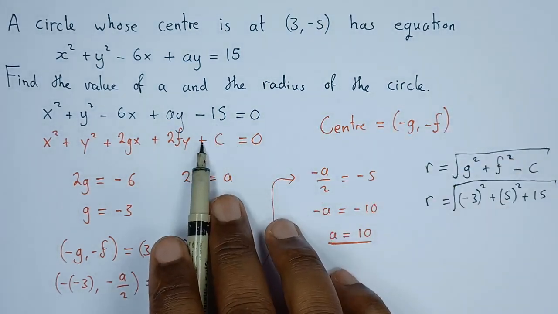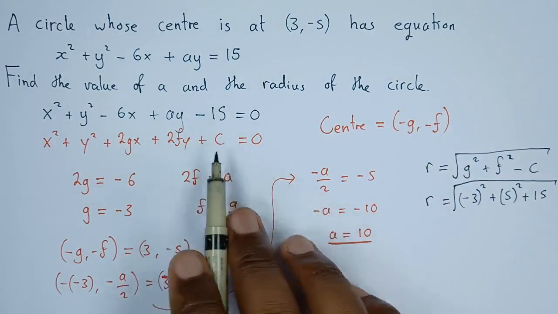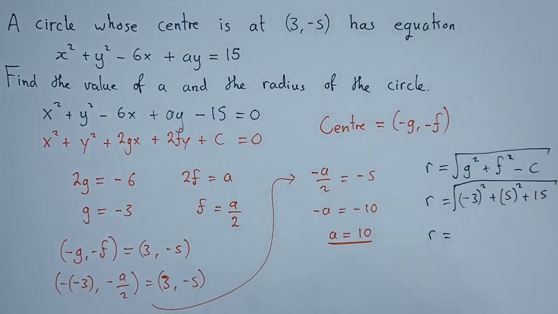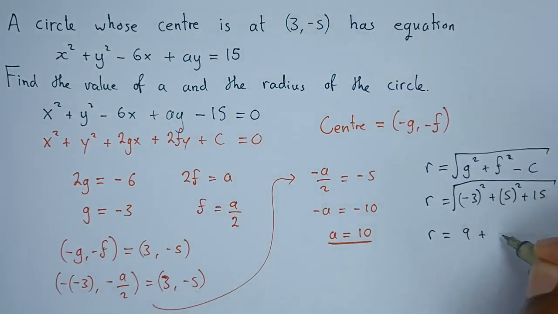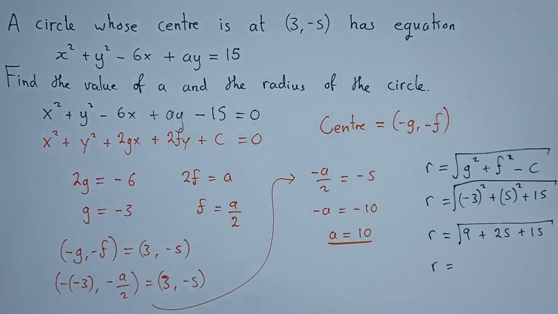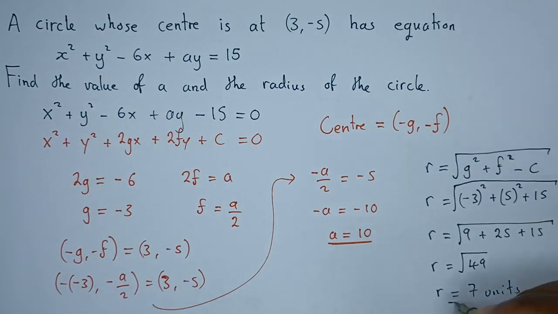So remember, the formula has a positive, but here we have a negative, hence the value of c is negative 15. So r, in this case, will be equal to the square root of 9 plus 25 plus 15. So 9 plus 25 plus 15, that will be 49, I believe. Hence, the radius is 7 units. Just like that, that's how we find the radius. Okay, thank you very much. We're done with this question.